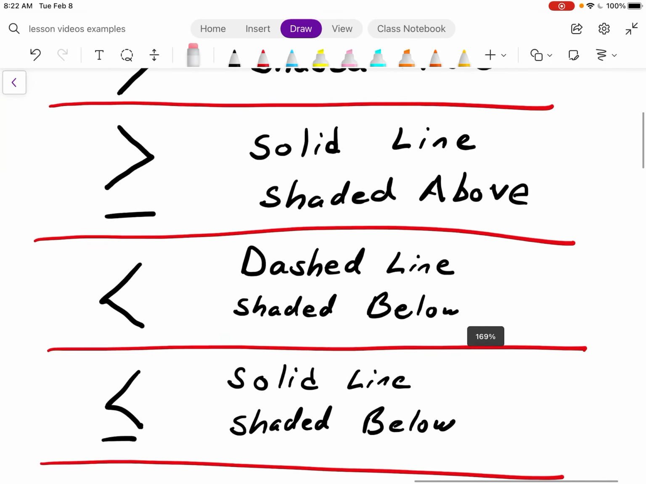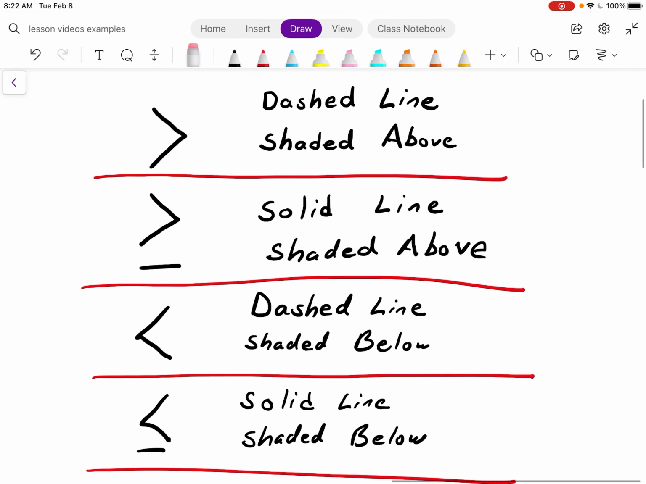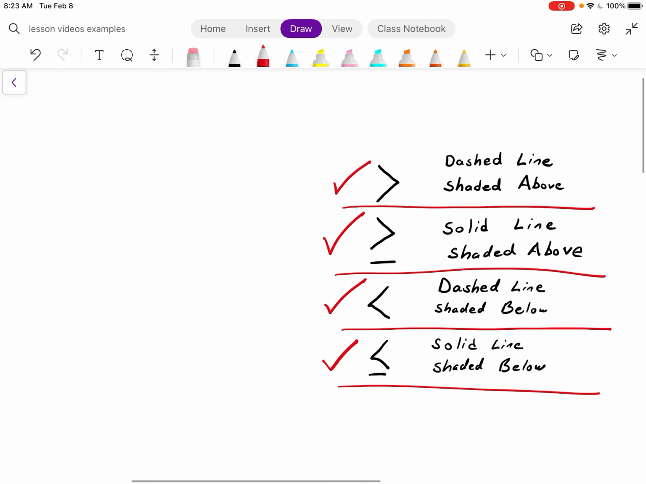Now remember the rules with inequalities. If it is a greater than inequality, you will have a dashed line and you will shade above that line. If it is greater than or equal to, it will be a solid line and you will shade above that line. If it is less than, it is a dashed line and it is shaded below. And if it's less than or equal to, it is a solid line and you shade below that line.